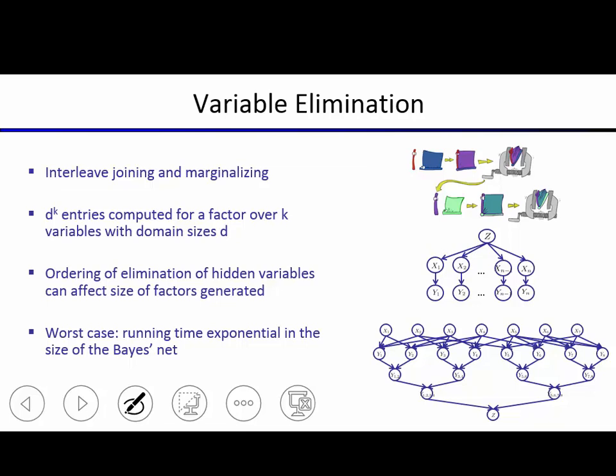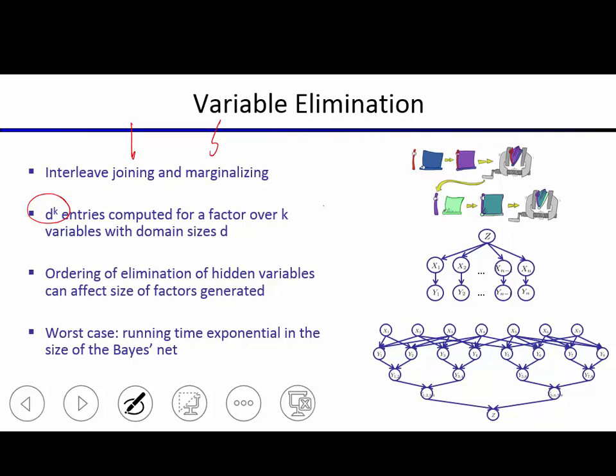If you have a BayesNet, instead of going to the full joint first, you can run inference by interleaving the joining and the marginalizing. So you would pick a hidden variable, join all factors that involve that hidden variable. That gives you a new factor. The size of that factor will be d to the power k, where d is the domain size of each variable, and k is the number of variables in that factor, the number of uninstantiated variables. If you keep doing this until all hidden variables have been eliminated, you get effectively the answer to your query, maybe after also some renormalization.